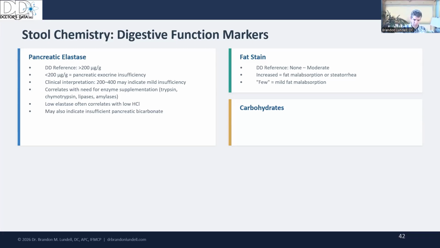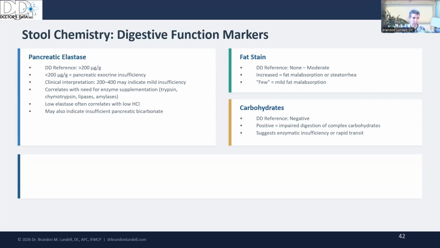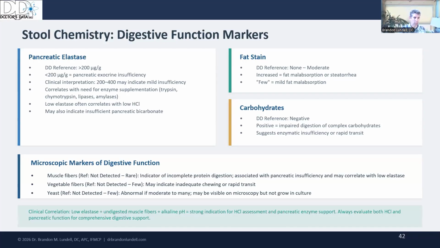If they have a lot of carbohydrates, then they're not secreting some of the amylases, some of the trypsin and chymotrypsin. So back to the pancreas, or they have a very, very high carbohydrate diet and very rapid transit. Other microscopic markers of digestive health: muscle fibers, vegetable fibers, yeast.